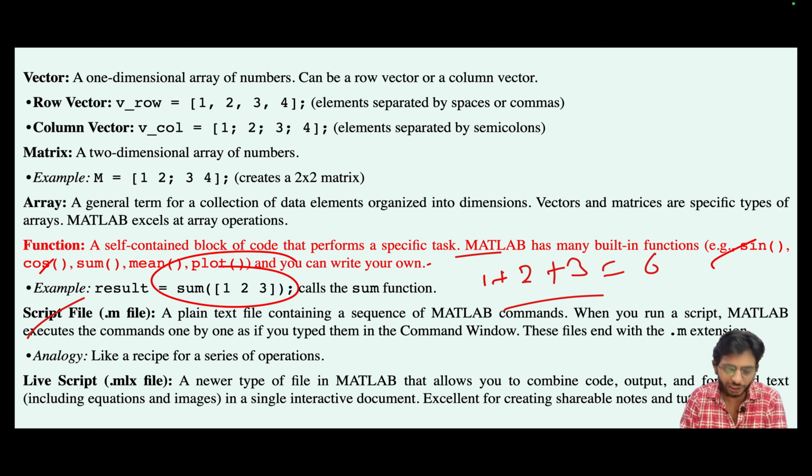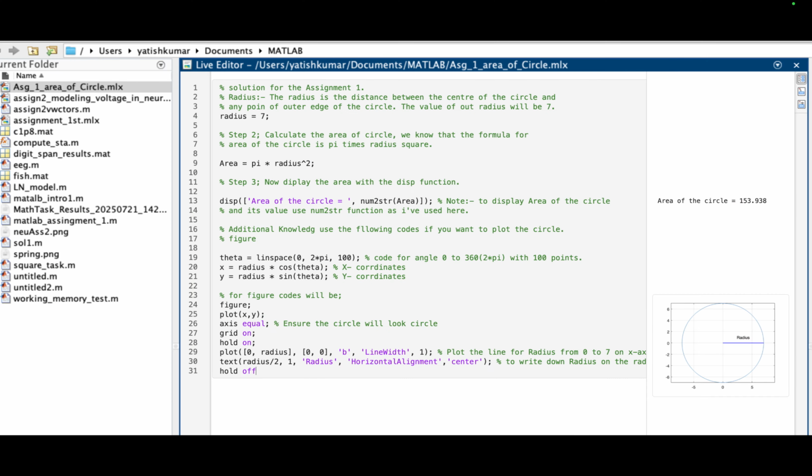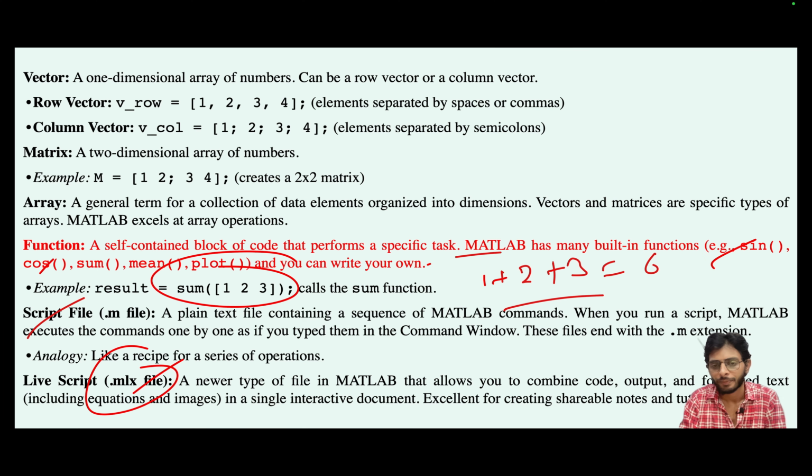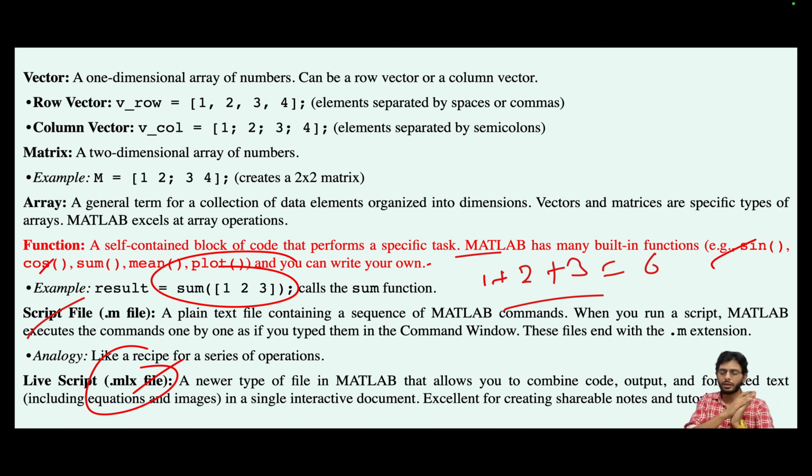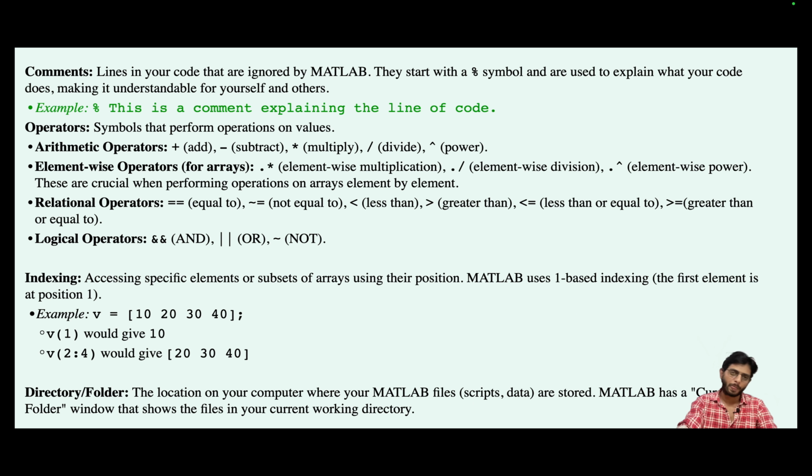Now, script. We have already seen that we save scripts in an M file so that we can reuse them, and we write scripts in the script window. We can also create a live script, a newer type of file in MATLAB that is saved in a .mlx file and allows you to combine code, output, and formatted text including equations and images in a single interactive document. It is excellent for creating shareable notes and tutorials.